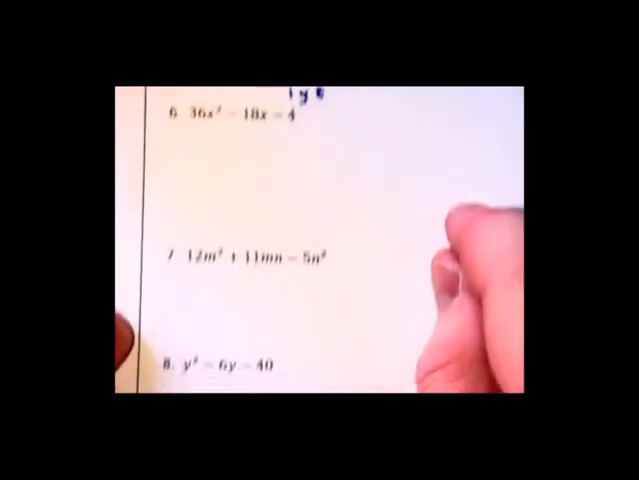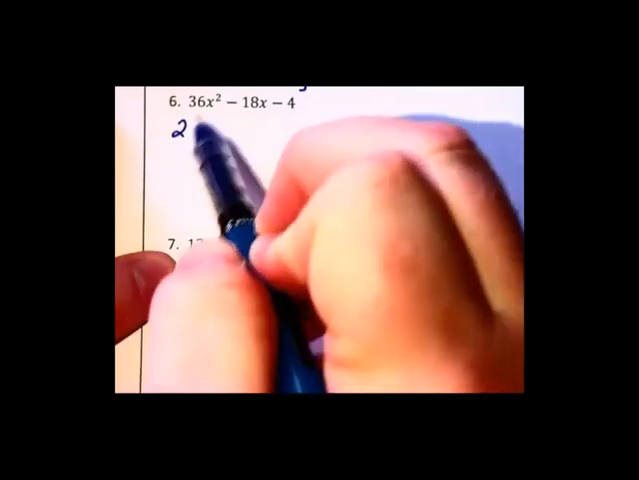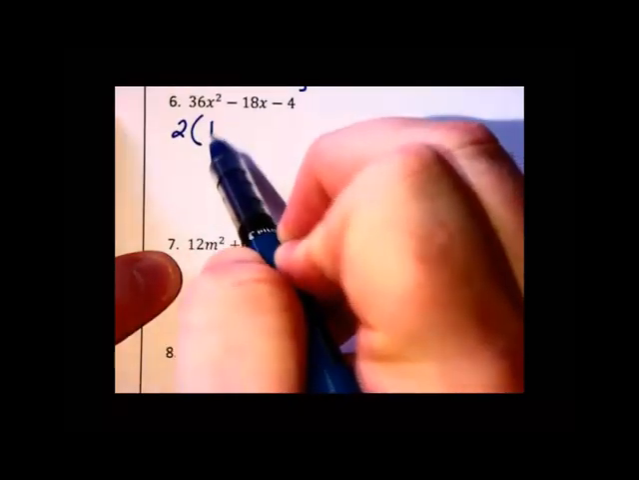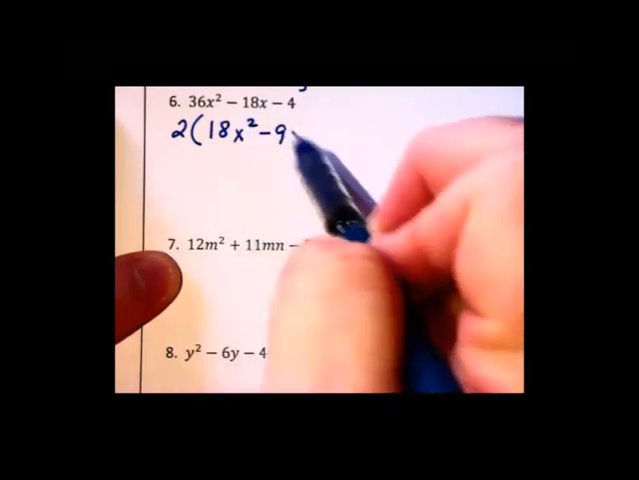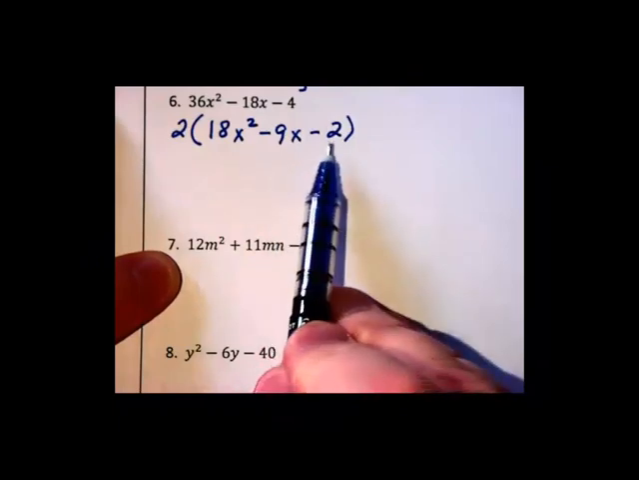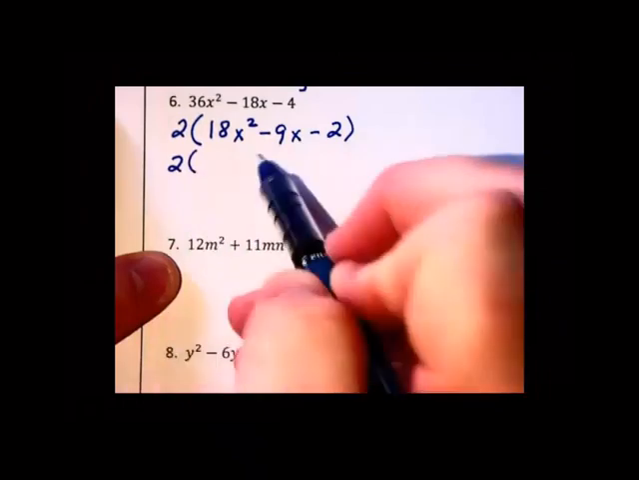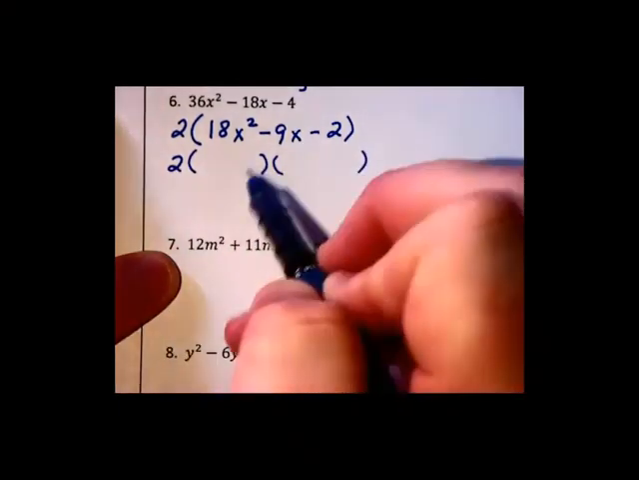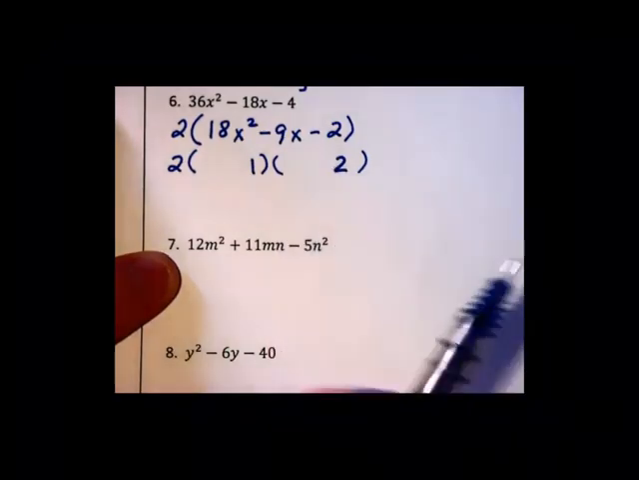Number 6. I see lots of even numbers, which helps us out. I can divide a 2 out as a GCF, leaving me with 18x squared minus 9x minus 2. Then I've got a nice prime number at the end of the parentheses. Leaving the 2 out front, I'm going to split this into 2 parts. I know it's got to end in a 1 times 2. That's the only way it's going to make the 2.